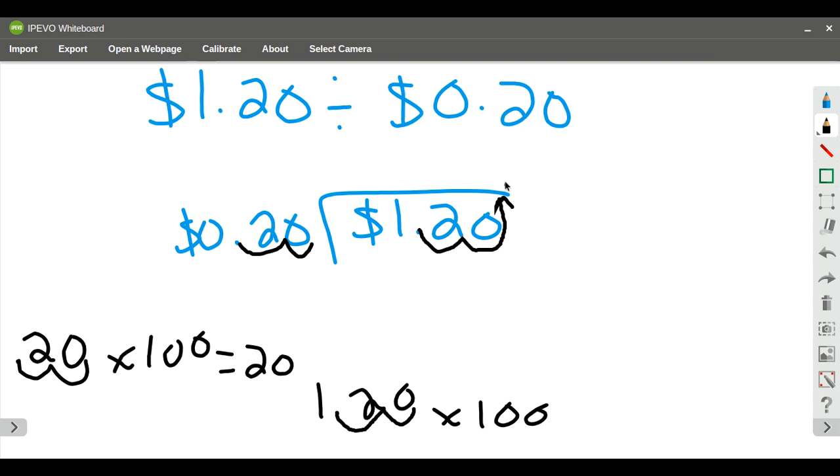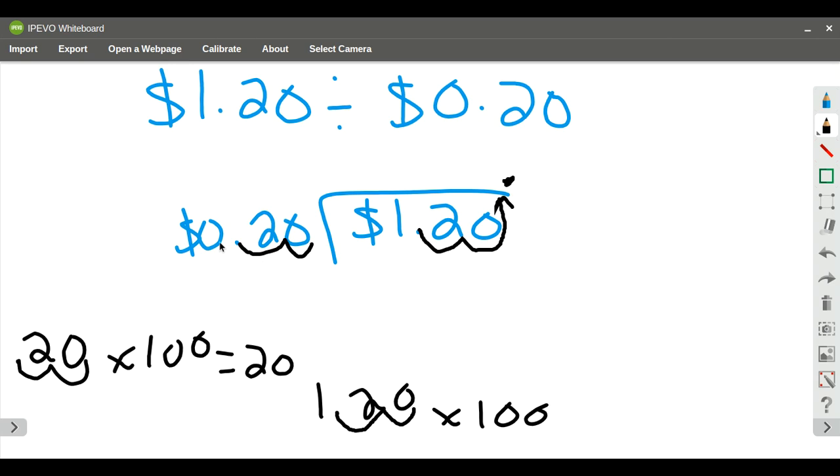So when we were dividing by a whole number, we were bringing the decimal straight up, but when we are dividing by a decimal, we have to first move the decimal in my divisor. And because I move the decimal in my divisor, I have to move it the same number of places in my dividend, and then I can bring the decimal straight up.